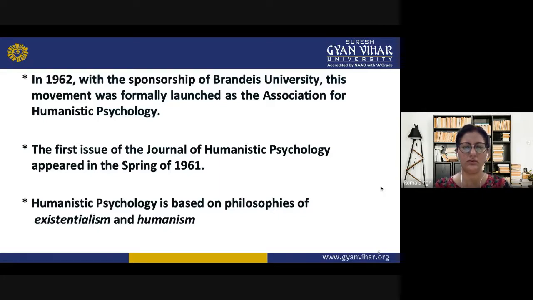These psychologists disliked psychodynamic and behaviorist explanations of personality, and they felt that these theories ignored the qualities that make humans unique from animals and all the other living beings. They wanted to strive for self determination and self realization. This was a movement which started in the 1950s. The first issue of the Journal of Humanistic Psychology appeared in the spring of 1961.